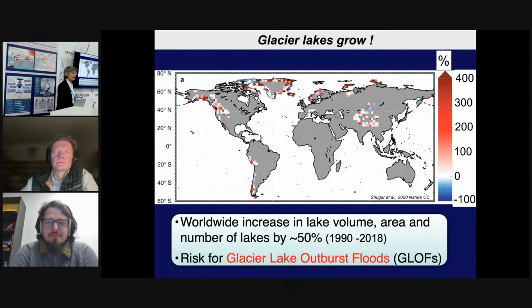And glacier lakes grow. Around the world, we see more of these lakes and they grow. So there's an increase in the ice lake volume in the area and the number of lakes. And that, of course, increases the risk for glacier outburst floods.